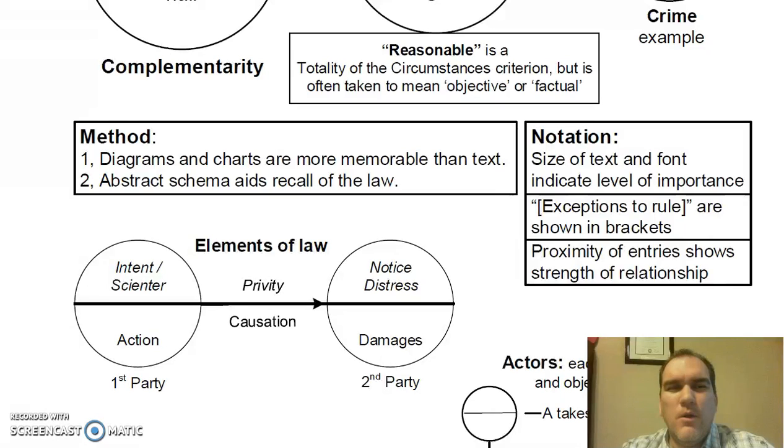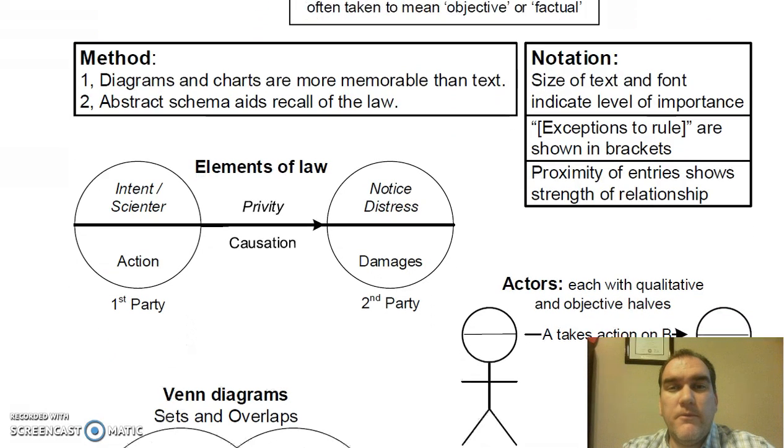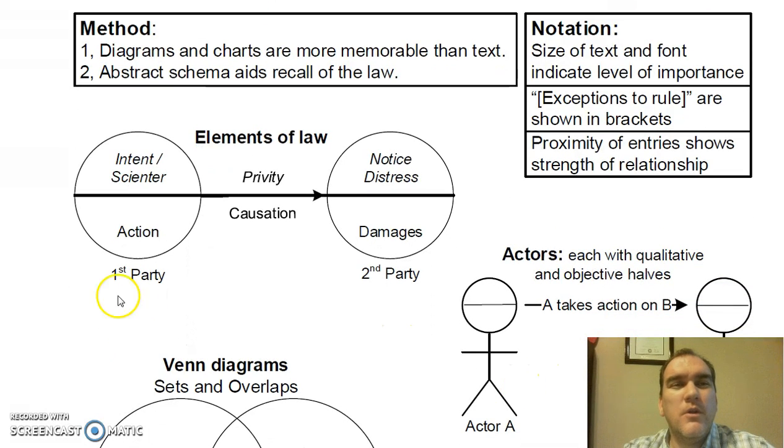Now, the general idea with the visual law is to use diagrams and charts because these are more memorable than text in remembering the law. And this abstract schema, or if you will, the complementarity schema, aids in the recall of the law. The diagrams aid in the recall of the law.